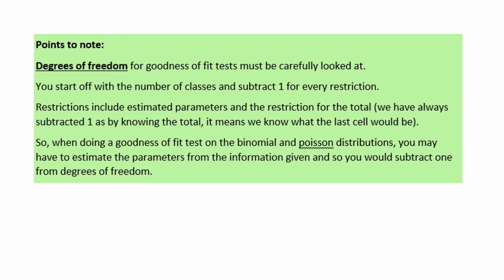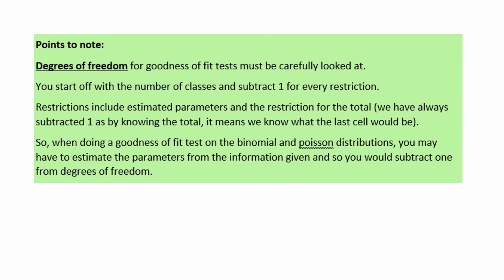So I've said here, for the degrees of freedom, for goodness of fit tests, you must carefully look at them. Very, very important. The degrees of freedom, if you get that wrong, you can mess up your whole calculation. You start with the number of classes, so like the number of columns that you're working with, and you subtract 1 for every restriction. So the first one we always subtract is the one that we subtract because we know how to work out the last value. So we always subtract 1 regardless.